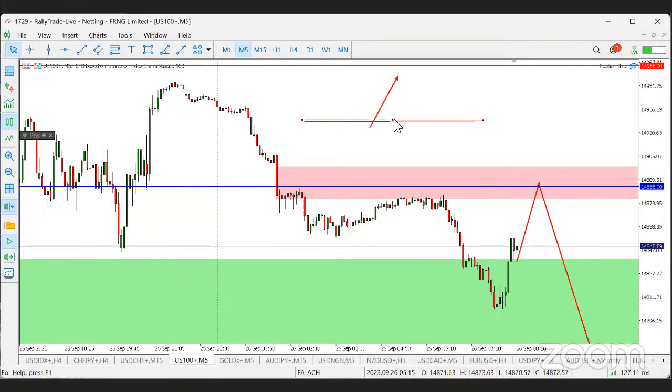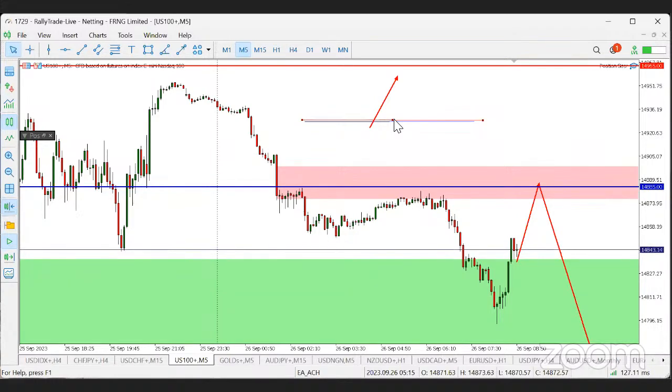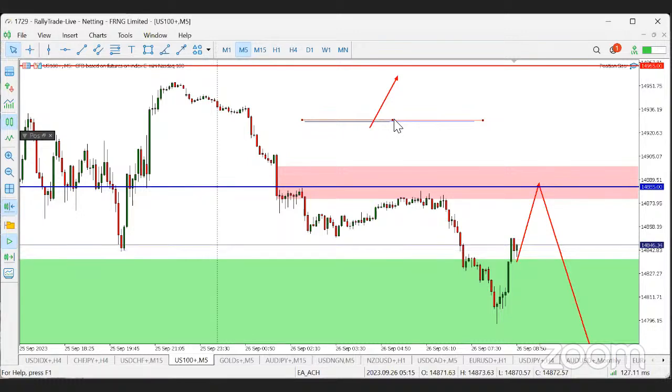So you can see that it is actually possible to trade in such a way that your trade becomes risk-free. And the good news about the market is it always gives us that opportunity to break even. It always gives us that opportunity to move our stop loss to a point where we will not be having any loss. So take advantage of that and always ensure that you do that.